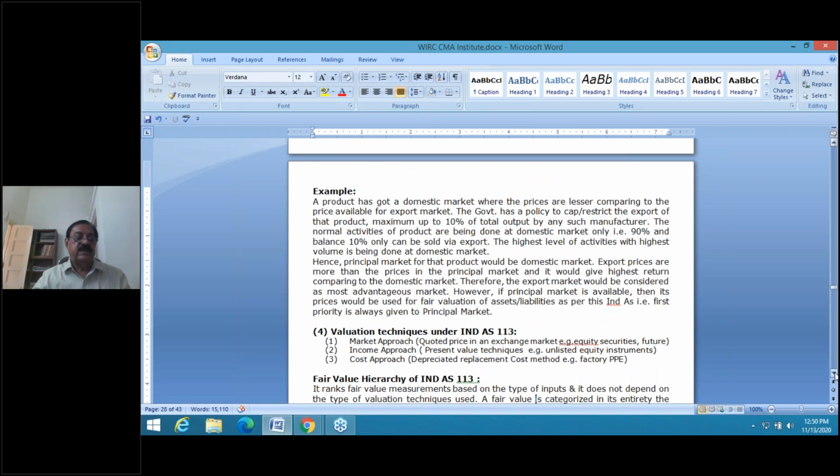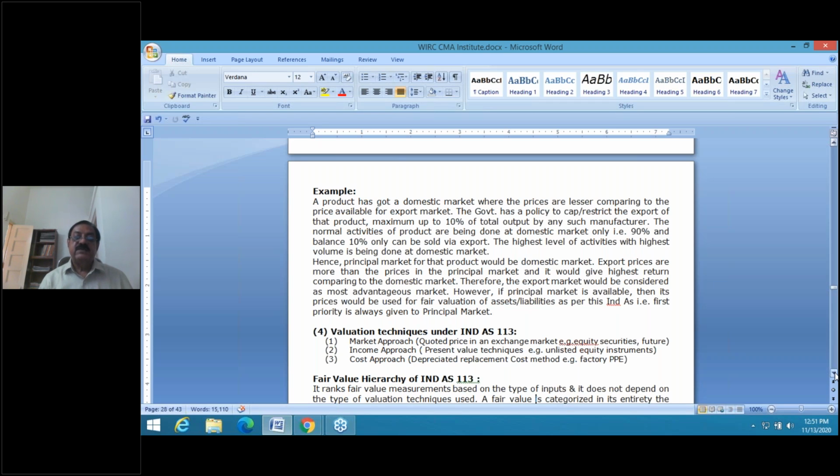Let's see one illustration. A product has a domestic market where the prices are lower compared to the price available in the export market. So companies manufacture goods which are sellable in the local market as well as in the export market. But the government has a policy to put a cap, restricting the export of that product to a maximum of 10% of the total output by any such manufacturer. Meaning the company cannot export more than 10% of its total output. 90% it has to sell in the local market, for every manufacturer in this industry. The normal activities of the product are being done in the domestic market only. So 90% of the goods are sold in the domestic market. Only 10% can be exported.